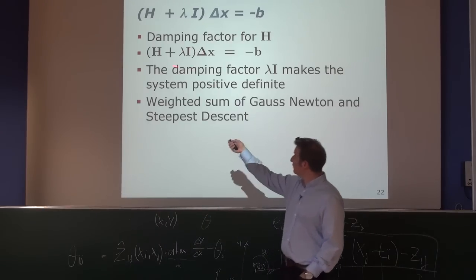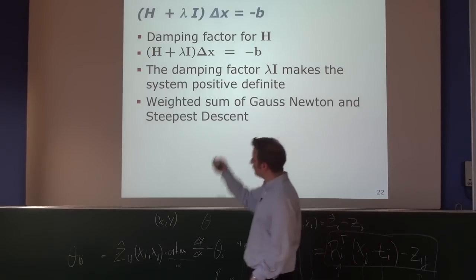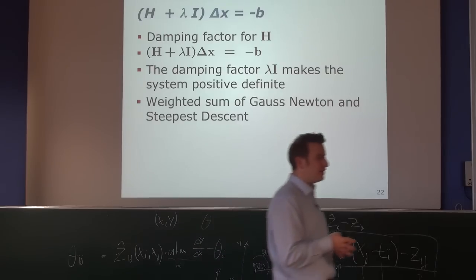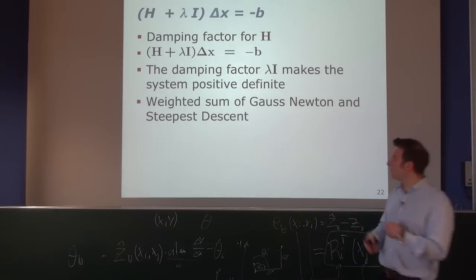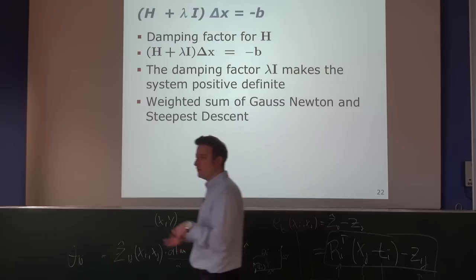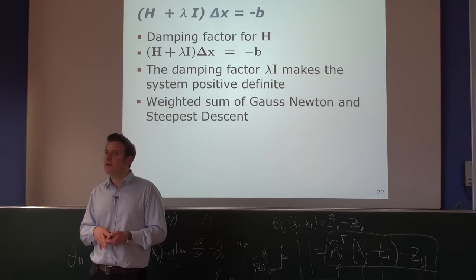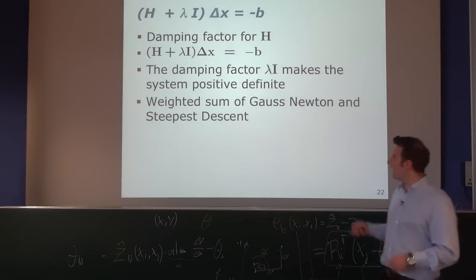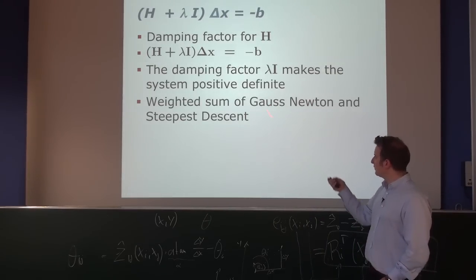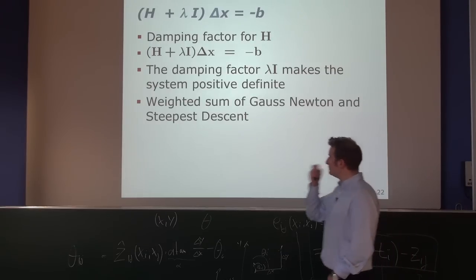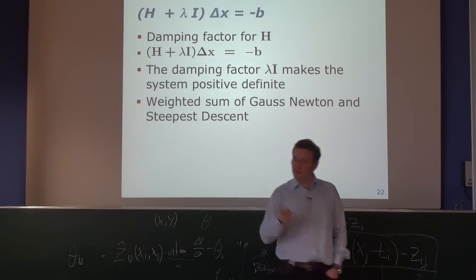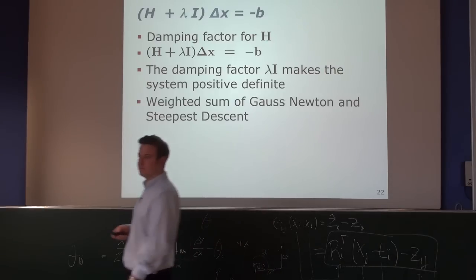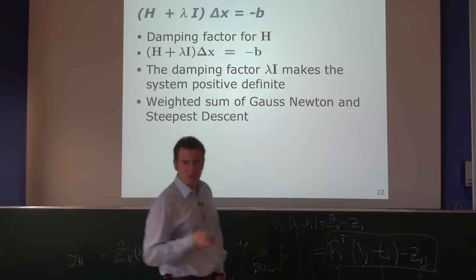So intuitively, first you say, okay, I integrate this damping factor that makes sure that my system is positive definite. But what you are in practice doing is making a weighted sum between Gauss-Newton and steepest descent. So if you are pretty close to the solution, you are quite likely to be dominated by the Gauss-Newton solution. If you are far away, sometimes the steepest descent has a better impact. So what you need to decide is how do I set this lambda, and what should that be?